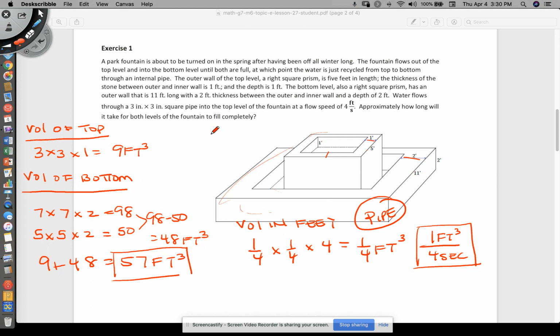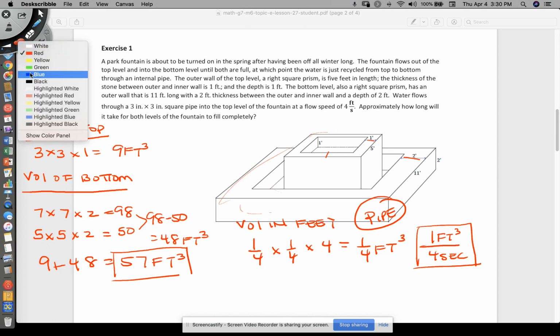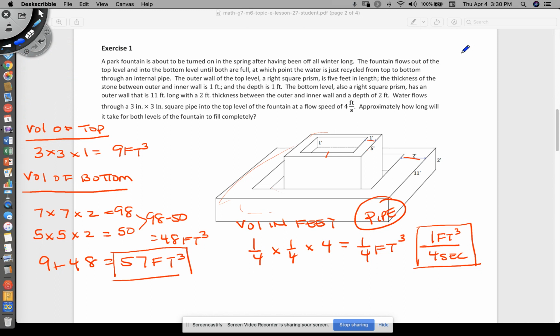However, everything is not in seconds, everything is in minutes. So when we talk about minutes, all right? I'm going to switch colors here because my work's getting kind of crazy. So I'm going to come over here and say we're now going to convert to minutes.